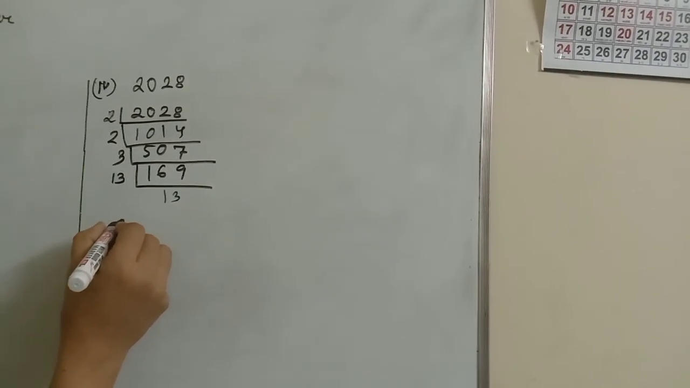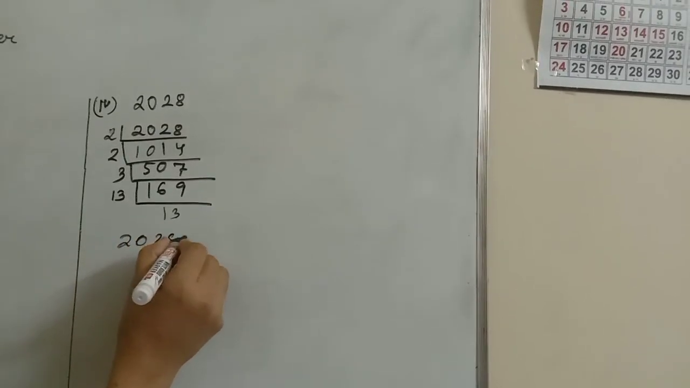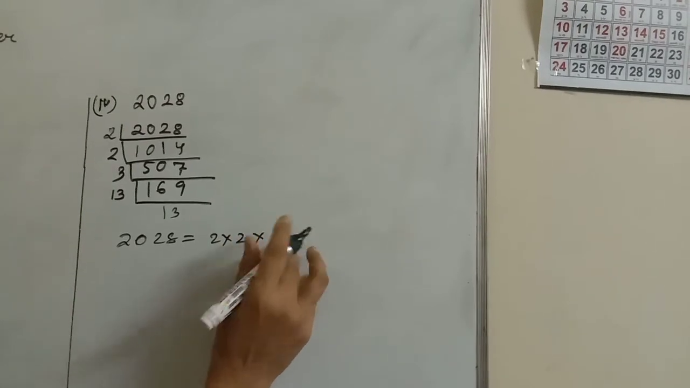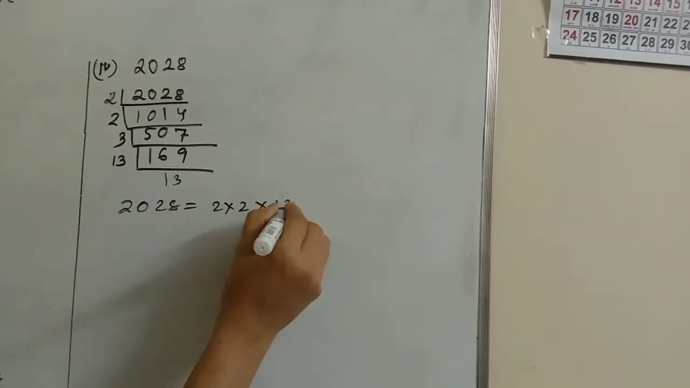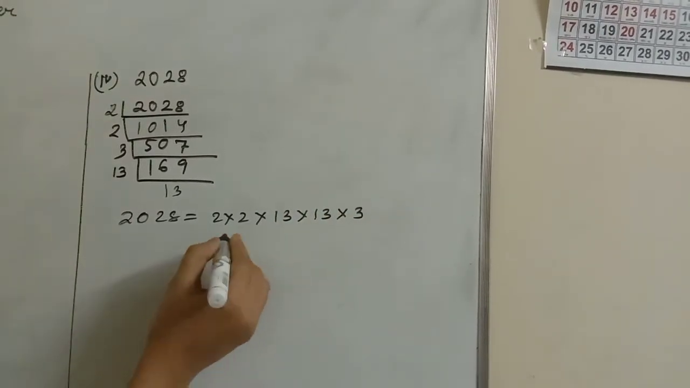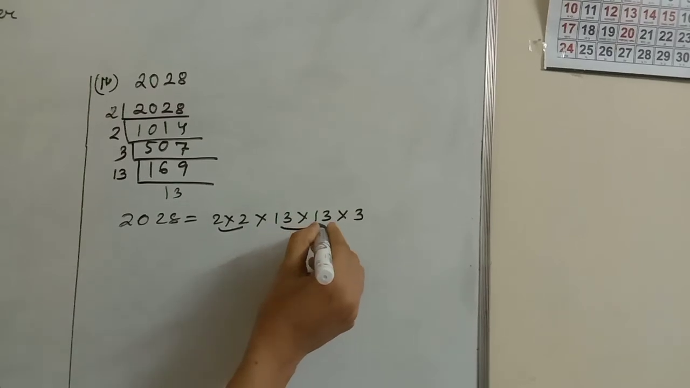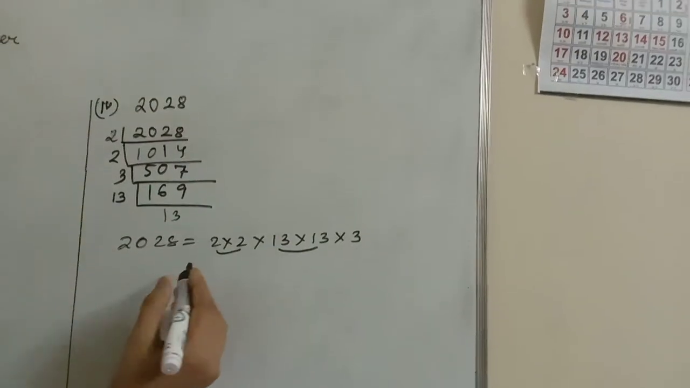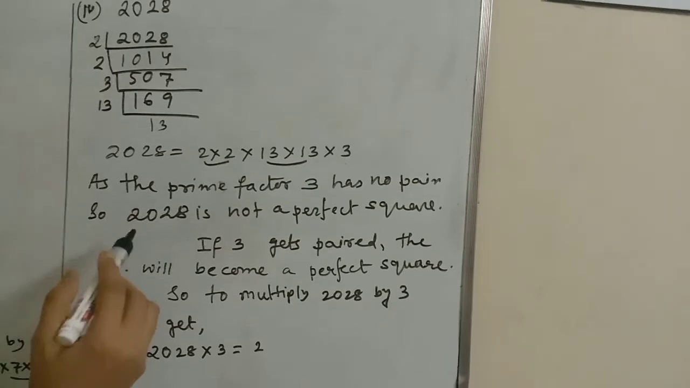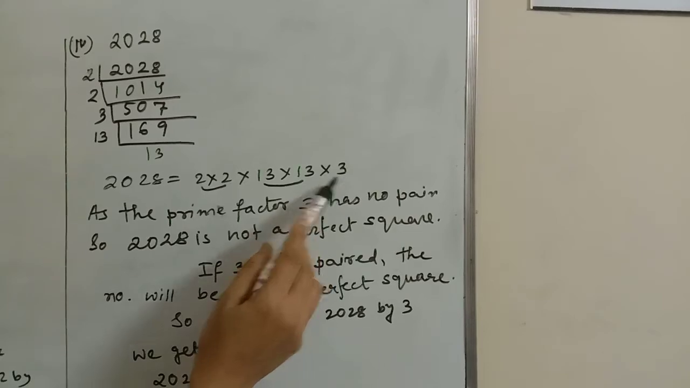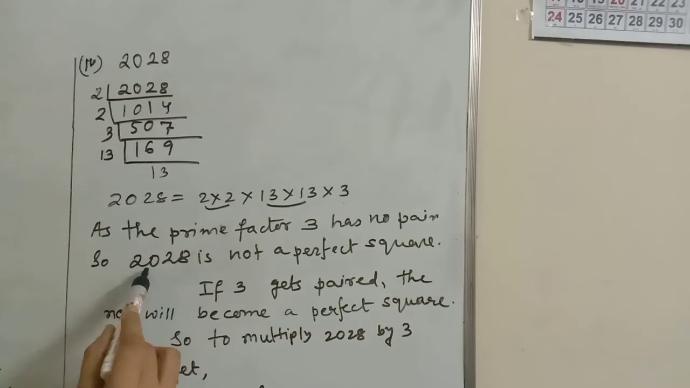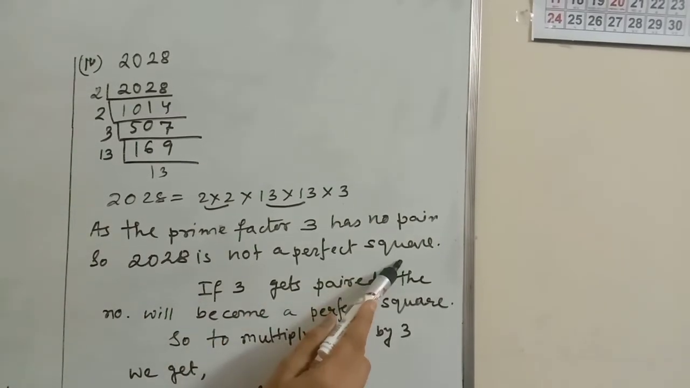Therefore 2028 is equal to 2 into 2 into 3, and you can write 13 into 13, and 3, as it is not in pair, I have written it at the end. So 2 into 2 is a pair, 13 into 13 is also a pair, but 3 is not in pair. In the same way you will write the sentence: as the prime factor 3 has no pair, 2028 is not a perfect square number.